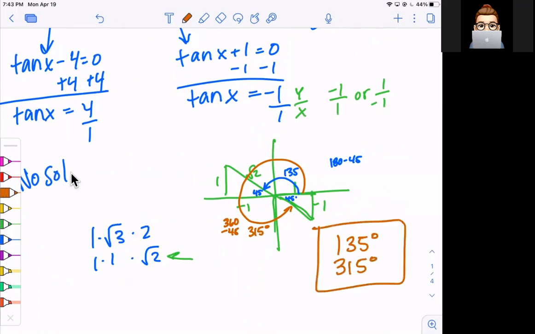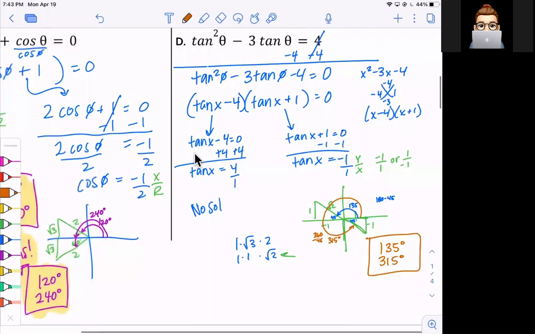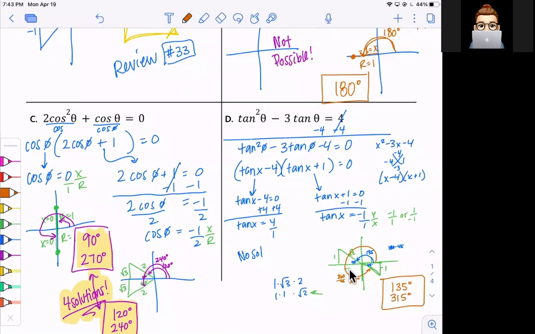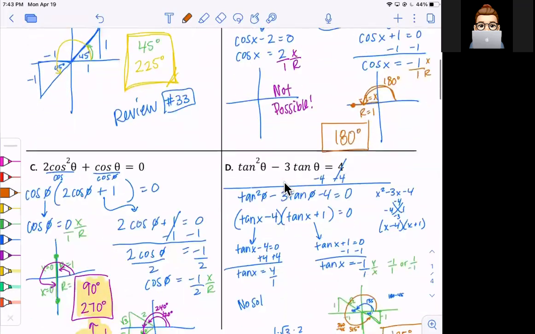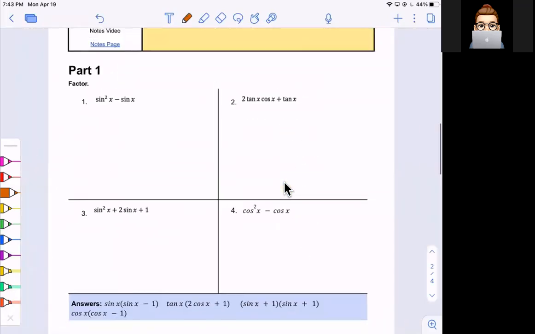No solutions coming out of this one. So we just have 2 solutions for the D equation here. These are really challenging, guys, so we're just going to try them. That's the best. So you have 4 here that you are just factoring, right? Just that first step.